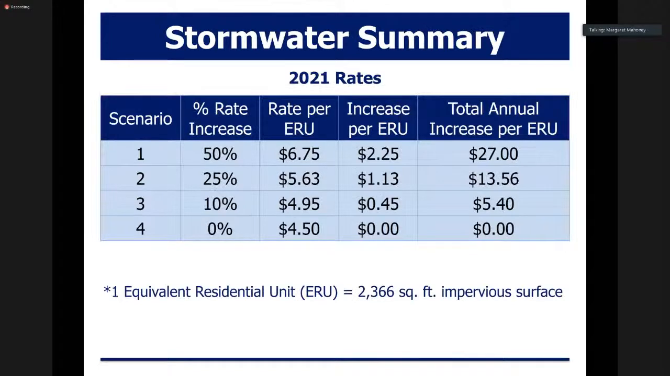So in sum for the 2021 rates, again, looking at the four different scenarios with the rate increase just for 2021, you can see what the rate per ERU would be in each of those scenarios. Starting with scenario one, the ERU would be 675, which is an increase of 225, and on down the line. So this gives you a sense of the annual increase you're looking at per residential customer per ERU. And just a reminder that ERU means equivalent residential unit. So that was what we had for stormwater.